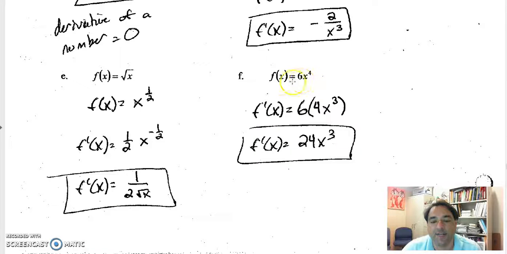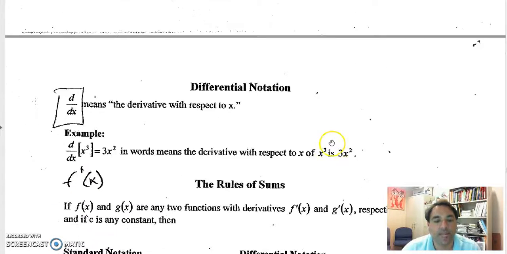Now, in the next example, the function equals 6x to the 4th. Notice there's a number in front. The number in front stays in front. So the 4 goes to the front. 4 minus 1 is 3. 6 times 4 is 24. X to the third. Now, d over dx means the derivative with respect to x. It's another way of writing it. So instead of saying f prime, I could put d over dx.